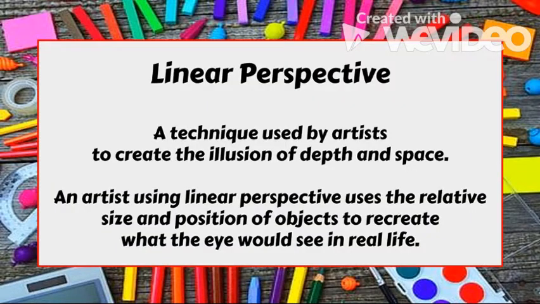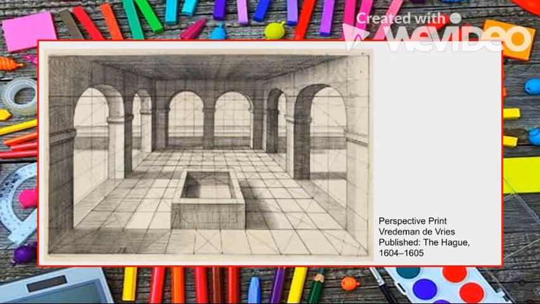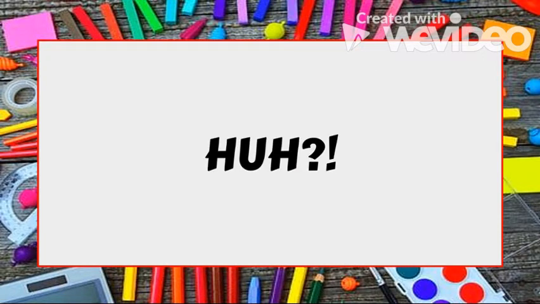Let's talk about linear perspective. Linear perspective is a technique used by artists to create the illusion of depth and space. An artist using linear perspective uses the relative size and position of objects to recreate what the eye would see in real life. Huh? Don't worry, I'll show you what I mean in a minute.